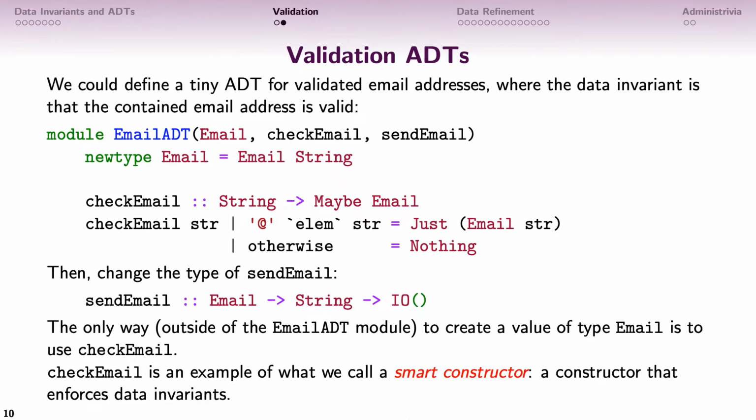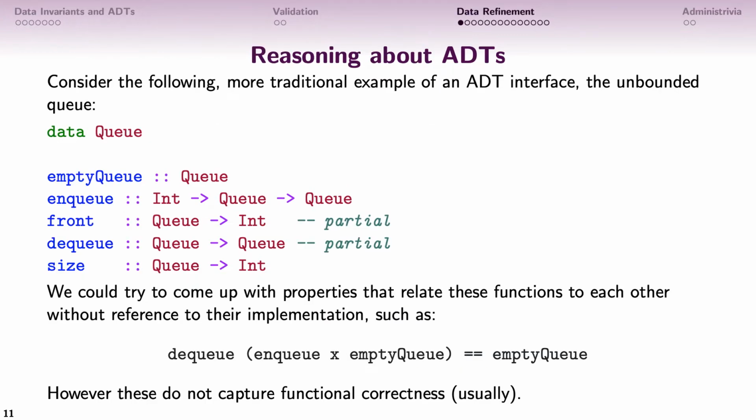So let's take another example of an ADT. Something like a queue. So we have a queue here, and it's got a bunch of operations: the empty queue, enqueue, front, dequeue, size, right? And front and dequeue just take the front element of the queue or remove the front element of the queue, and they're both partial. So if the queue is empty, it's allowed to crash.